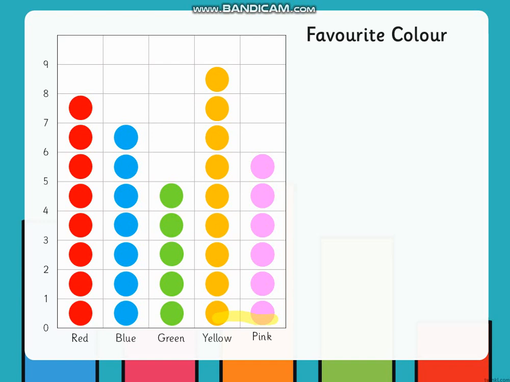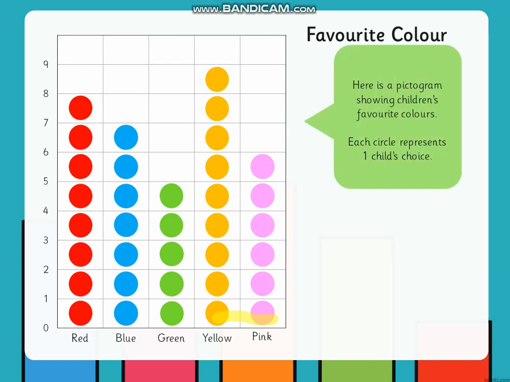Here we have a pictogram about our favorite color. The pictogram shows children's favorite colors. Each circle represents only one child's choice. Let's see. How many chose red? Let's count them and see. Perfect, there are 8. How many chose blue? Perfect, there are 7. How many chose green? Can you please count them on your own?